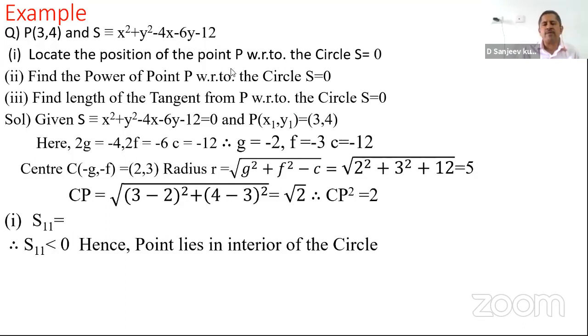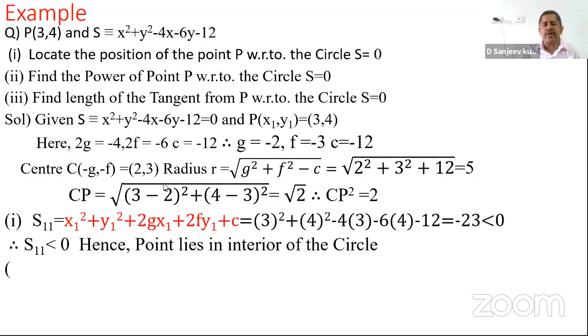Now take the first one: locate the position of the point. The point is given as (3, 4). S11 is given as x1 square plus y1 square plus 2gx1 plus 2fy1 plus c. Put x1 equal to 3 and y1 equal to 4 and substitute. The answer is negative. Once it is negative, S11 is less than 0. What is the meaning of it? As we discussed earlier, the point lies in the interior of the circle. So the position of the point with respect to the circle is that the point is inside the circle.